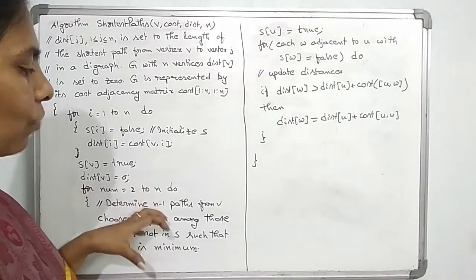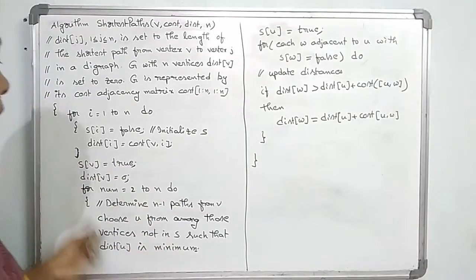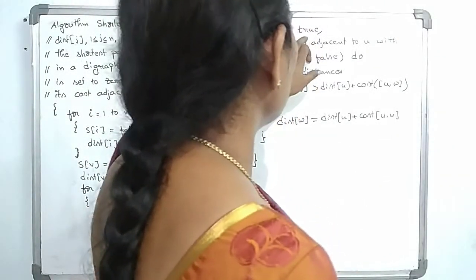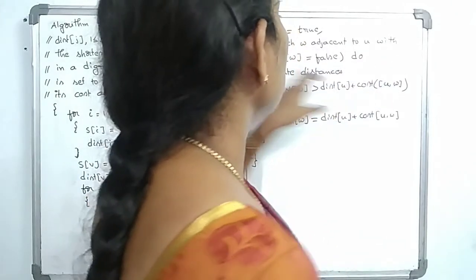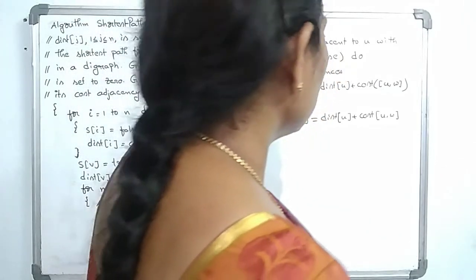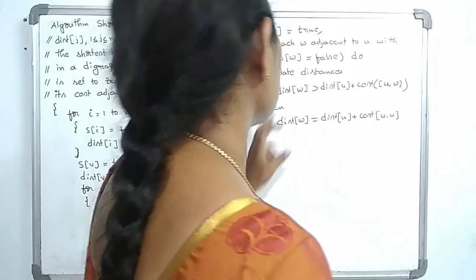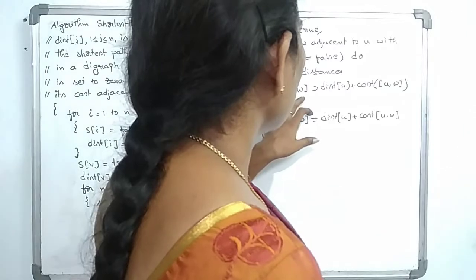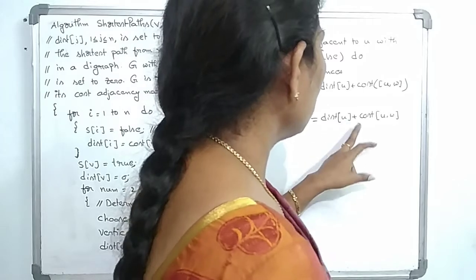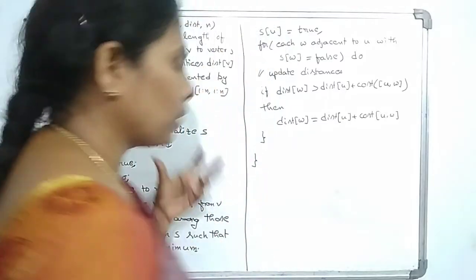So you find the minimum cost edge you have, choose that minimum edge and add it to S. Whenever you find the minimum edge, then S of u is true. For each w adjacent to u with S of w false, update the distance. After finding the minimum edge, you add the cost of the minimum edge to the actual distance. That means if distance of w is greater than distance of u plus cost of u, w, then you set distance of w to distance of u plus cost of u, w. So this is the algorithm for finding the shortest path.